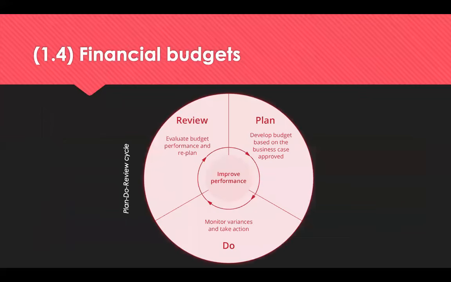So a financial budget is a plan of how an organisation or department proposes to raise income and then spend it. It helps an organisation see what funds it will have to meet the obligations and whether there'll be sufficient surplus funds to reinvest in the business. The plan-do-review cycle is used to manage a budget. Firstly, you develop the budget based on the business case that's been approved. That's your plan phase. In the do phase, you monitor variances and take the actions. And in the review stage, you evaluate the budget performance and you replan.